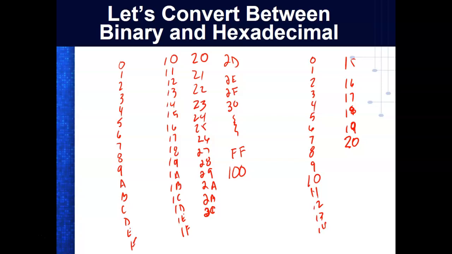This is 16 to the 0. This is 16 to the first. That is equal to 16. That is equal to 30. If I was to convert this to decimal, that's equal to 32.